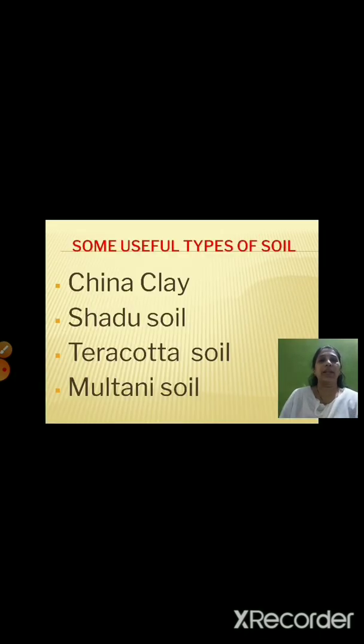So let's move to the next part. Some useful types of soil. Here there are four useful types of soil which we are going to discuss. First is china clay, second is shadu soil, third is terracotta soil, and fourth is multani soil. So let us see all these four in detail.